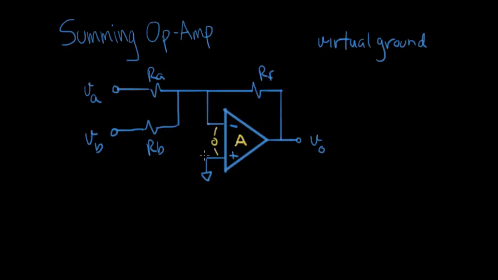And because they're so close, we can just say they're the same for the purposes of analyzing this circuit. And since this input is at 0 volts, that means that this input is very close to 0 volts. So this node here we say is at a virtual ground. So let's move ahead and analyze this circuit. What we want to find is V out as a function of VA and VB. Let's see if we can do that.